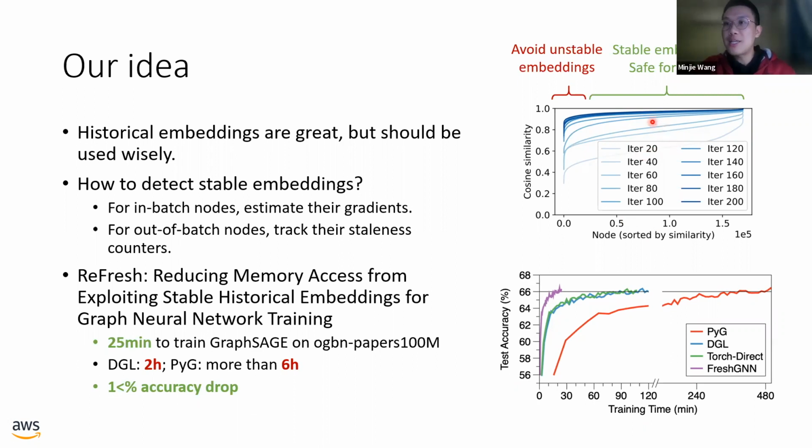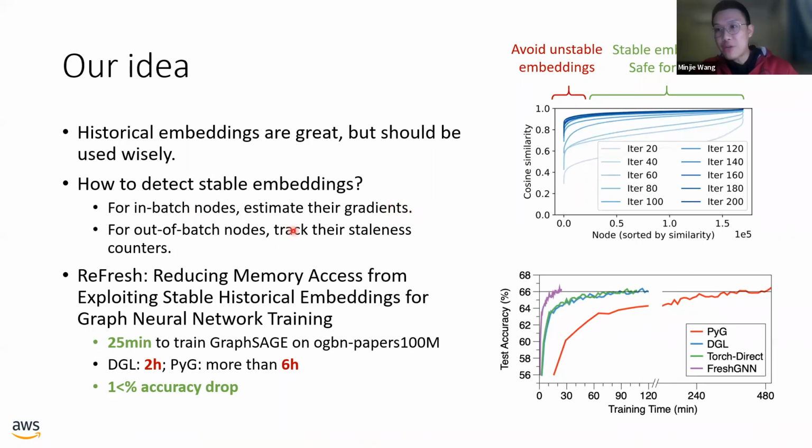What we found is that for most of the nodes, their embeddings quickly become stable. They don't change a lot, and these are the embeddings that are safe for reuse. But there is a small portion of embeddings that are actually unstable. They change a lot and have huge variance. We should avoid using them because they influence the model accuracy. So this is the statistics, but the challenge now becomes: during the training process, how can you identify the stable embeddings on the fly? We devised two strategies.